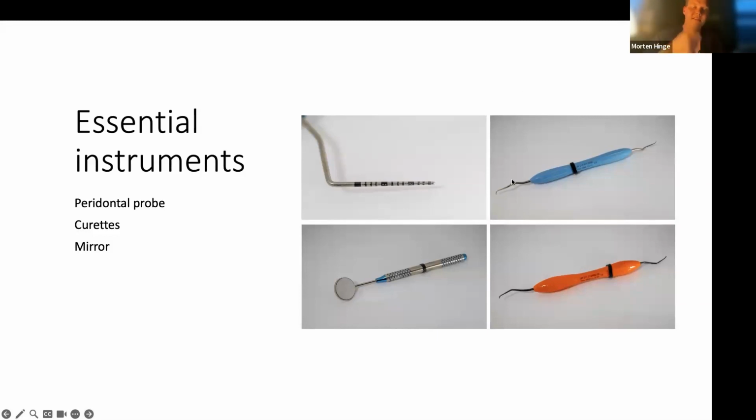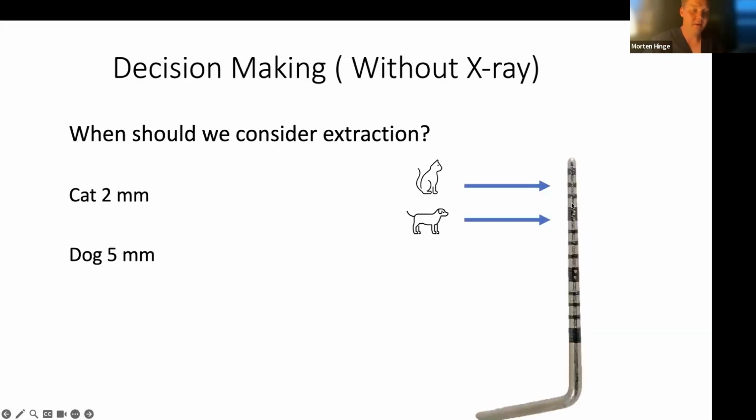that you can scrape against the tooth and scrape the stuff out. So these are called curettes. Okay, so let's just say that you don't have X-ray and you need some sort of measurement to say, okay, this is when we should start considering extracting a tooth with periodontitis.